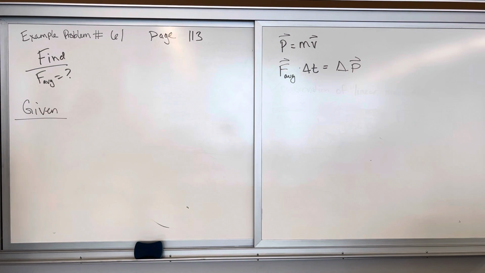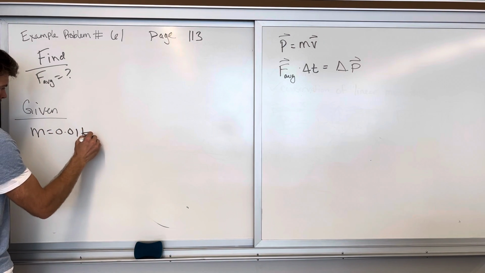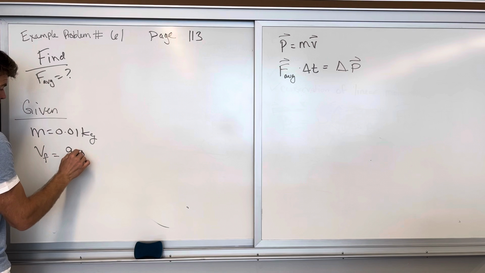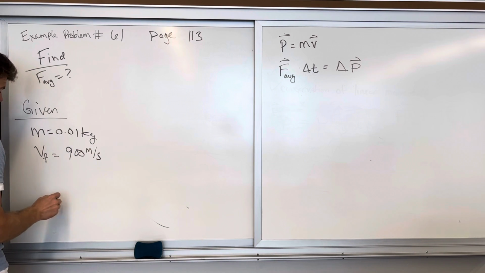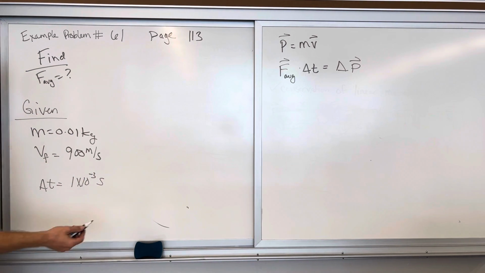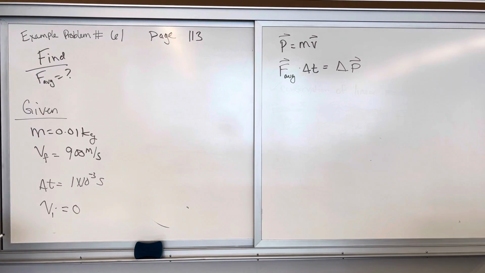So the relevant information is the mass of the bullet, 0.01 kilograms. The final velocity of the bullet, 900 meters per second. And the time, 1 times 10 to the negative 3 seconds, which is 1 millisecond. And we're also going to assume that the bullet starts at rest, right, before it's fired.